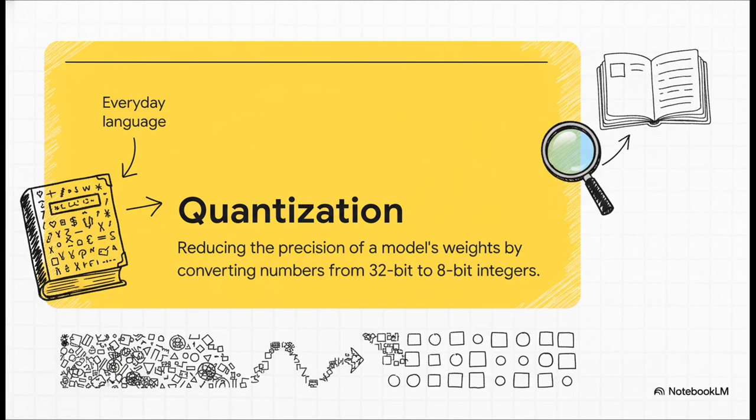Okay, next up in our toolkit is quantization. Think of it like simplifying the model's language. Normally, a model uses these super precise long decimal numbers, right? Like 32-bit floats. Quantization is like telling it, hey, you don't need a thesaurus for every word. Just use simple everyday language. We swap those complex numbers for much simpler ones, like 8-bit integers.